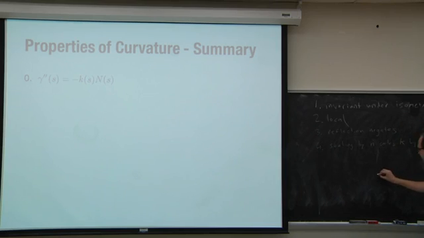Does that make sense? If I have a tiny circle, the curvature there is very high and very quickly turning. If I have a huge circle, I'm very slowly turning. If I have an infinite sized circle, I just have a line. It's not turning at all.